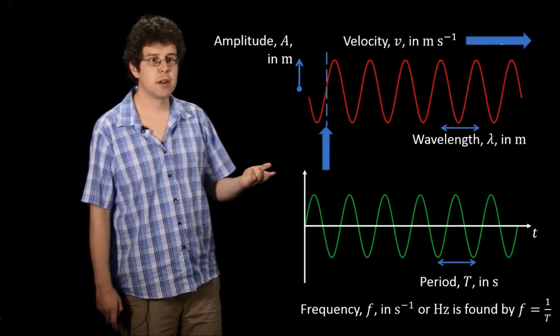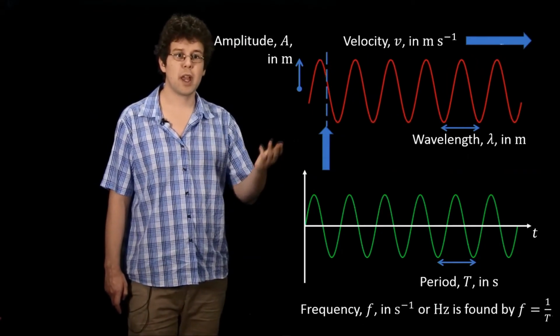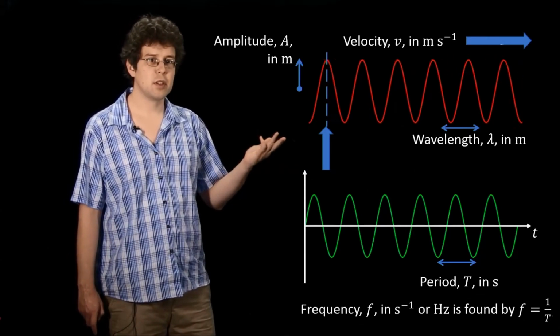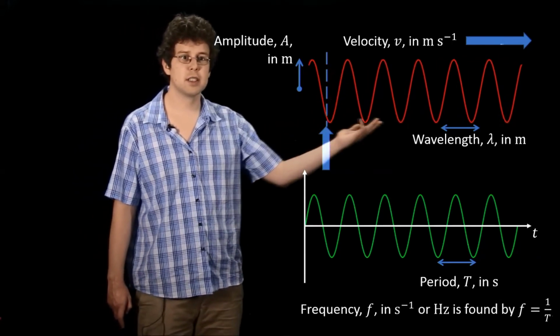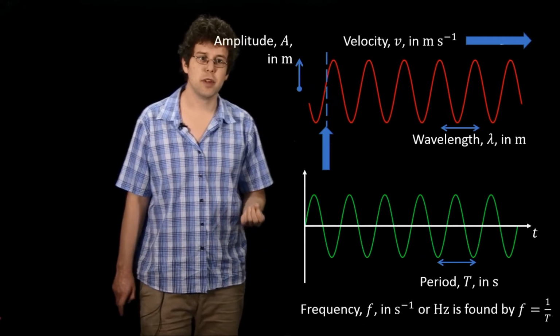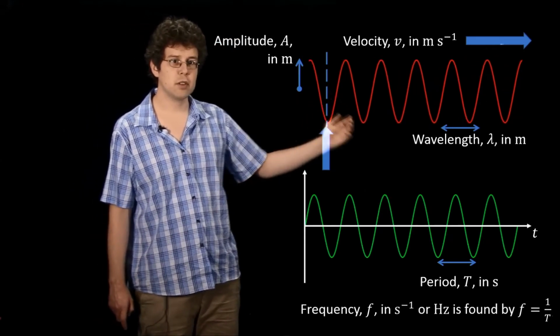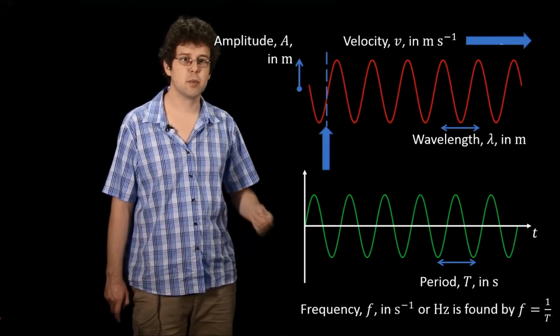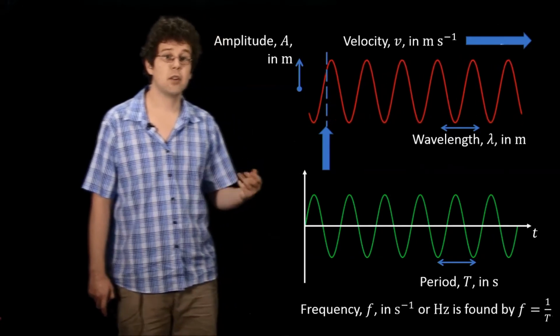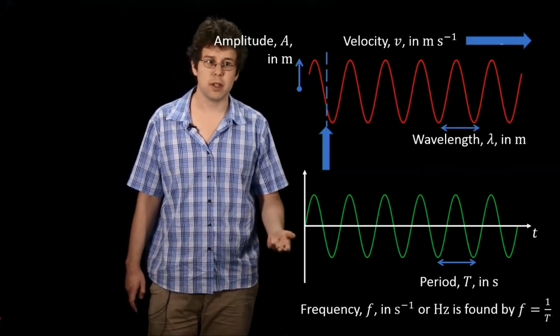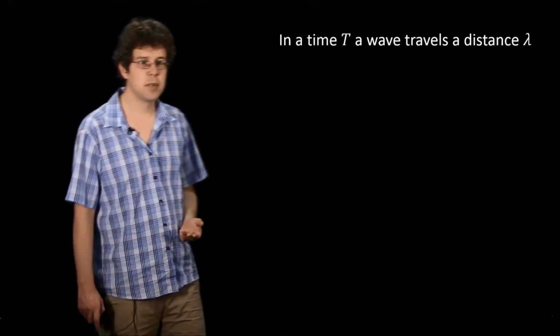Now that we've got all these characteristics together, we might wonder how they relate to one another. So let's consider the velocity. How fast is this wave moving? Well, the distance it has to travel before it repeats itself once is 1 wavelength. How long does it take before it repeats itself? Well, we can see down here, it's 1 period. So we can put that information together.